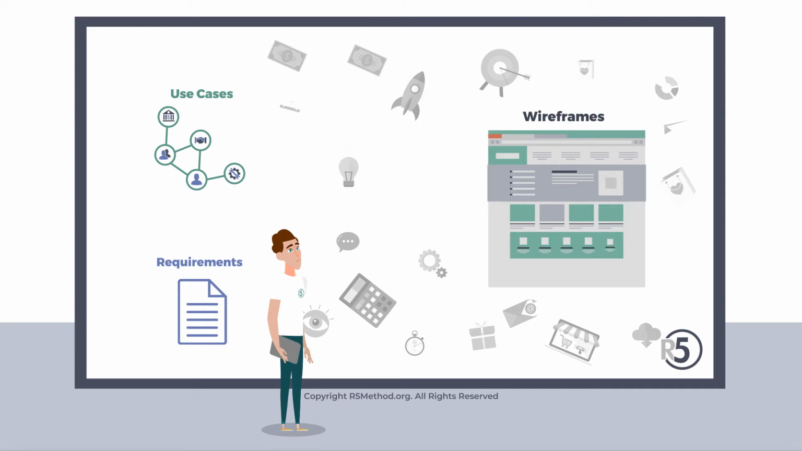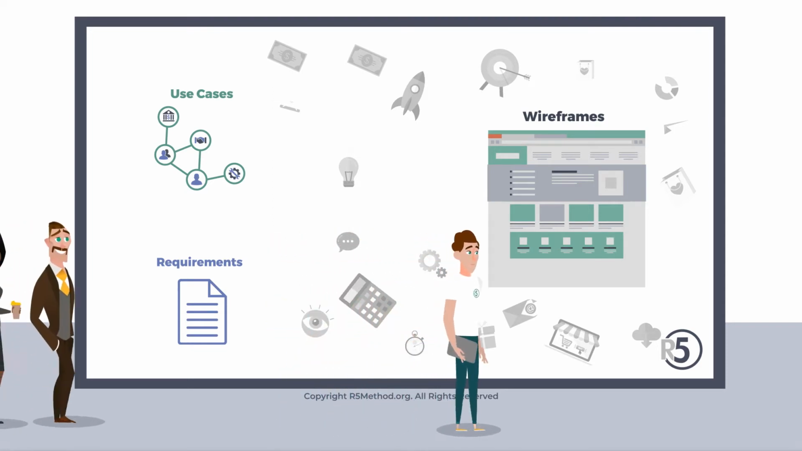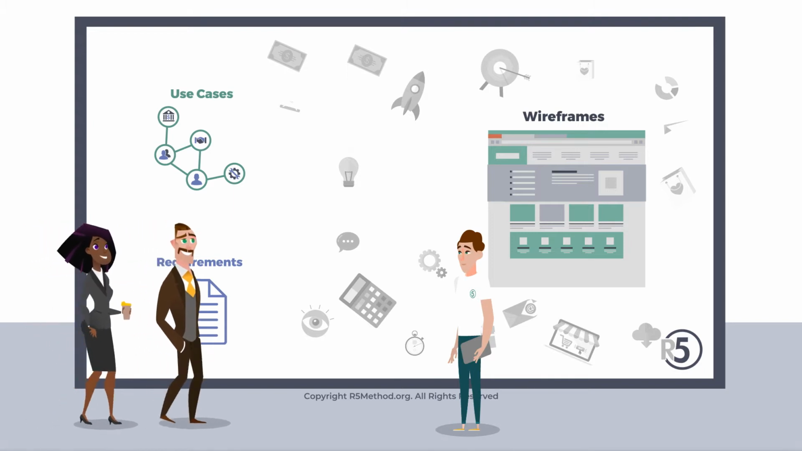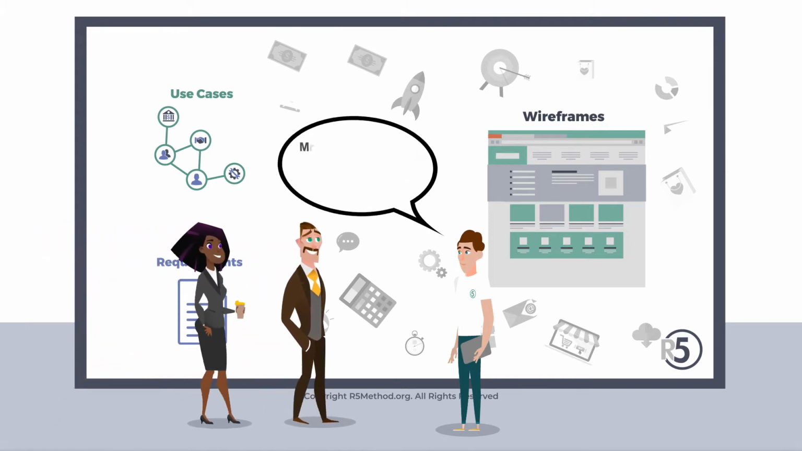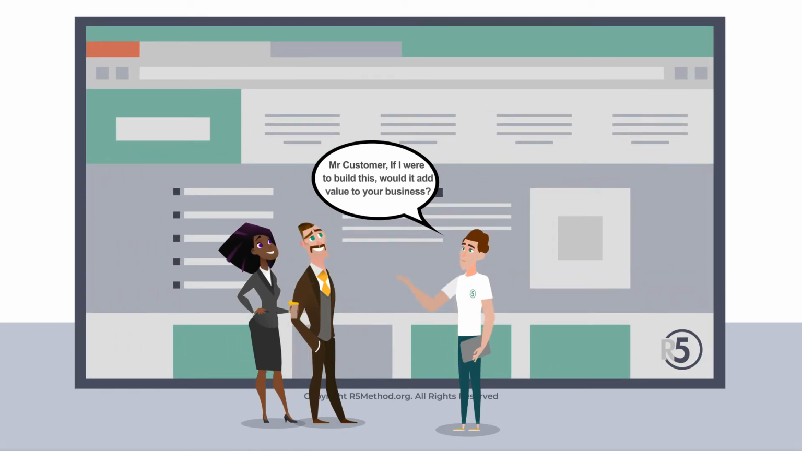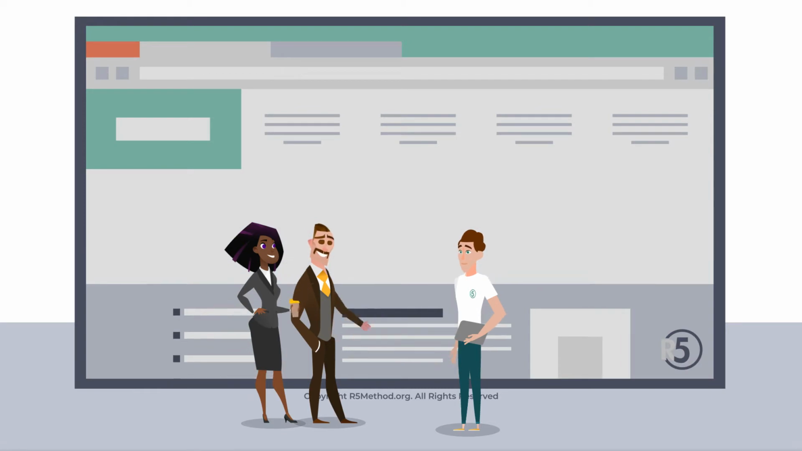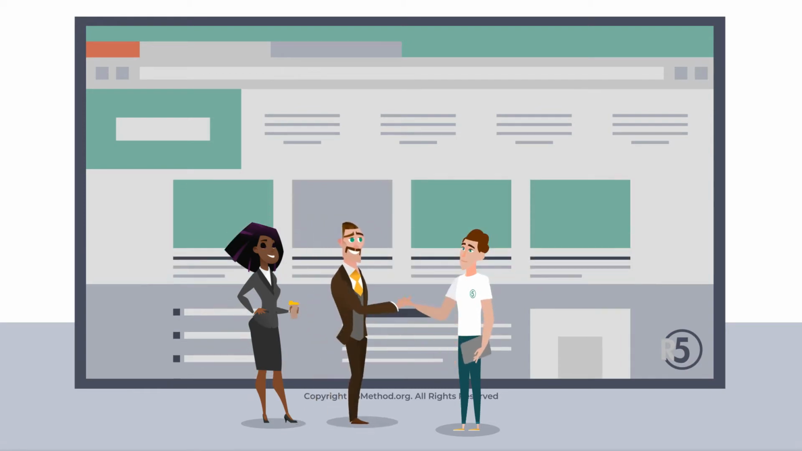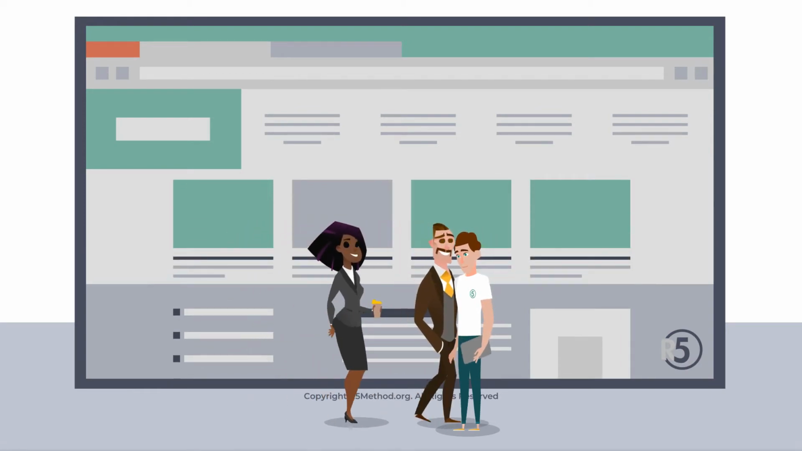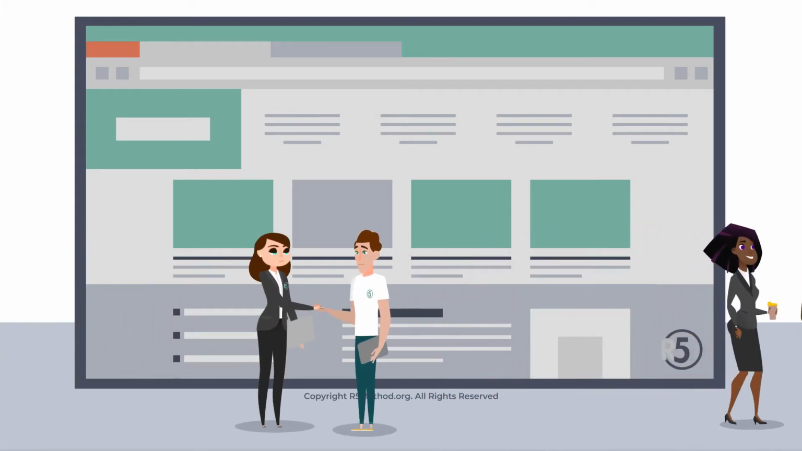The product manager then circles back to the customer and discusses the wireframes to get their feedback on the proposed solution. He asks, "Mr. Customer, if I were to build this, would it add value to your business?" This confirmation gives him the confidence that he's on the right track to meet the customer's expectation. With that validation, he engages the architect to start designing the system.